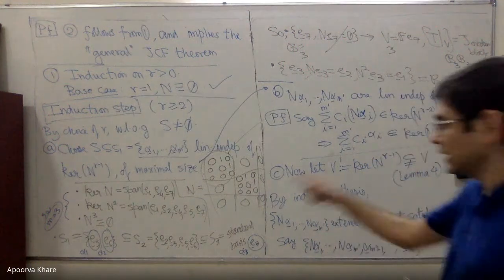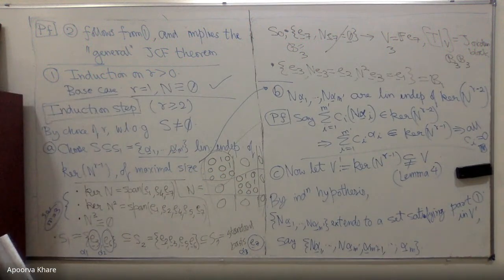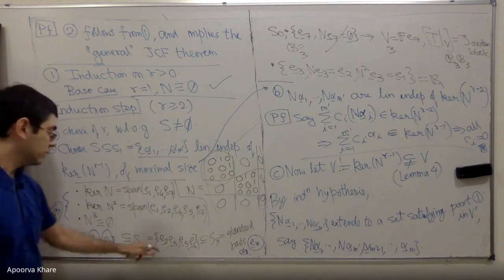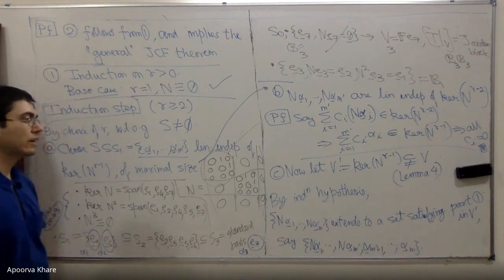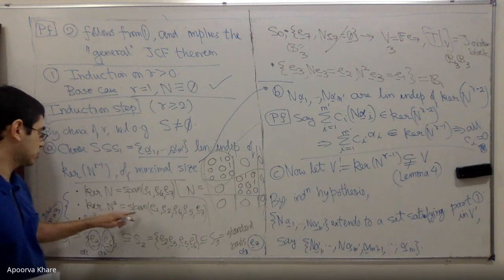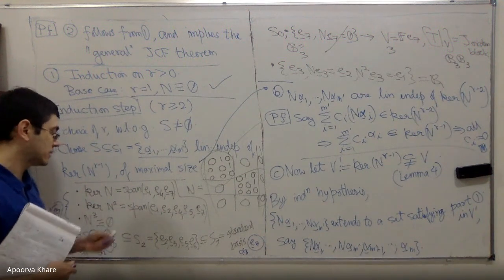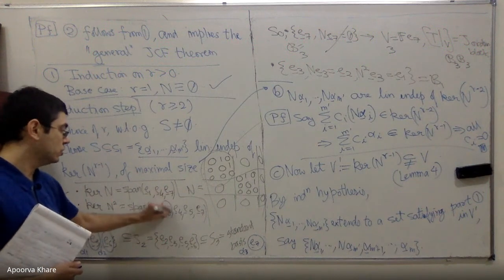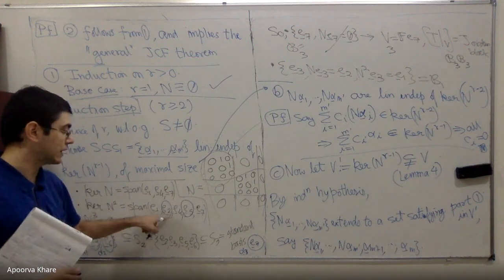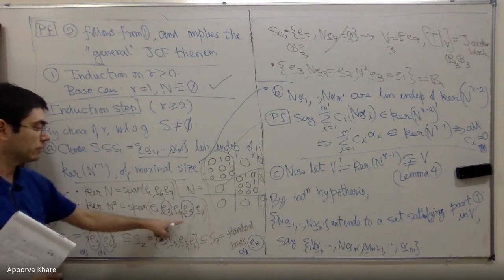Okay, so basically what we are saying over here is, look at the kernel of n to the r minus 1. So look at the kernel of n square. On this 5-dimensional space, instead of looking at E3 and E6, I look at E2 and E5, that is n alpha 1 and n alpha 2. These are the n alpha 1 and n alpha 2.